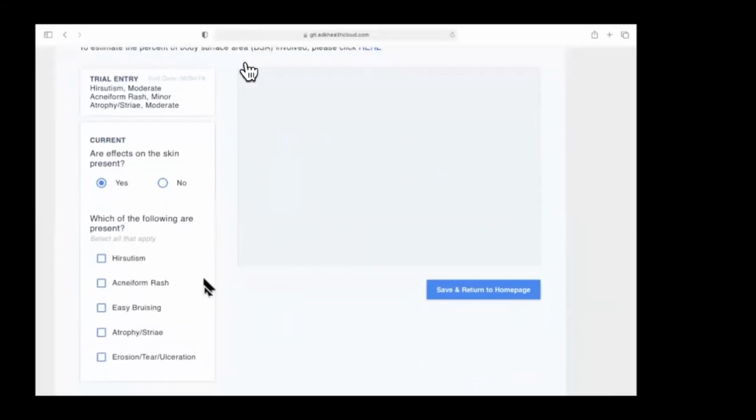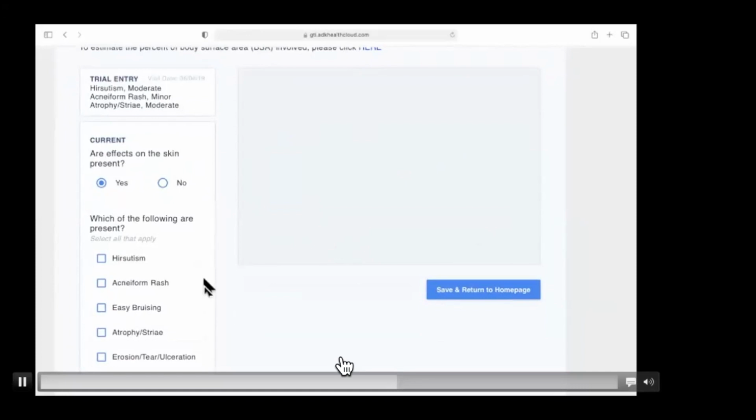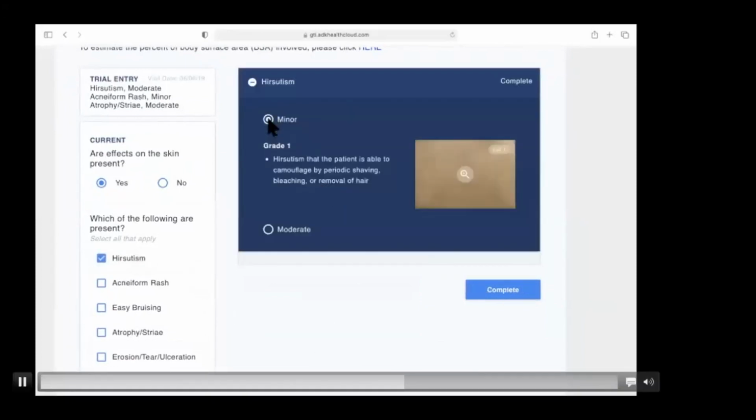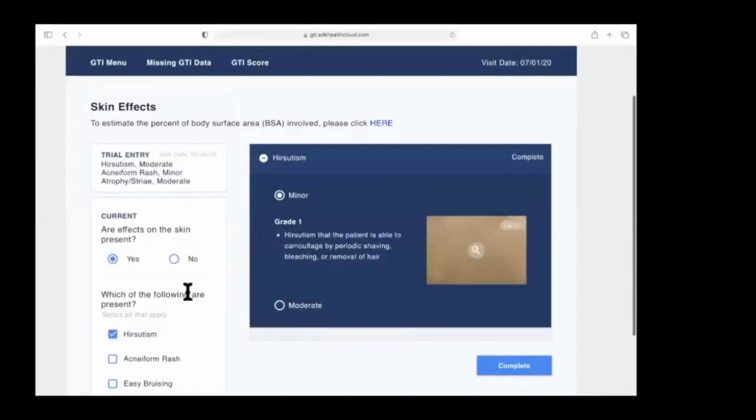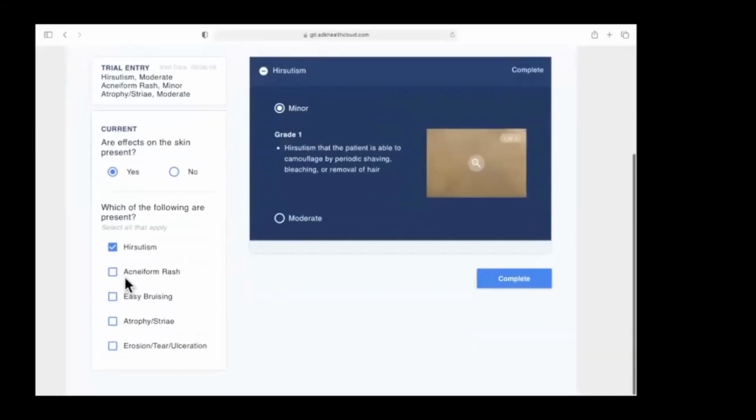The hirsutism has improved. It is now only minor. And the definitions, again, of each of these grades is included in the app to facilitate rigor. And you can blow up some of these images. Acne has actually resolved. The striae remain moderate.